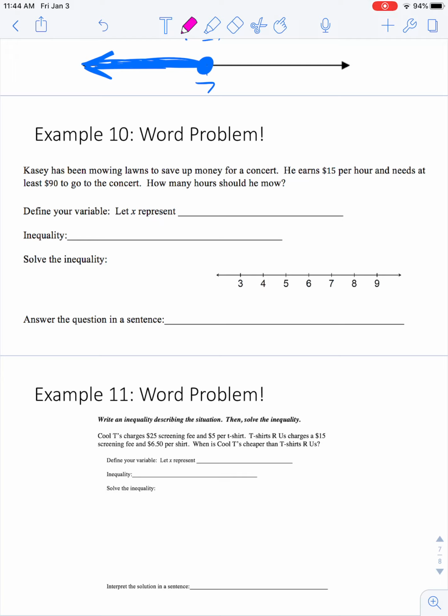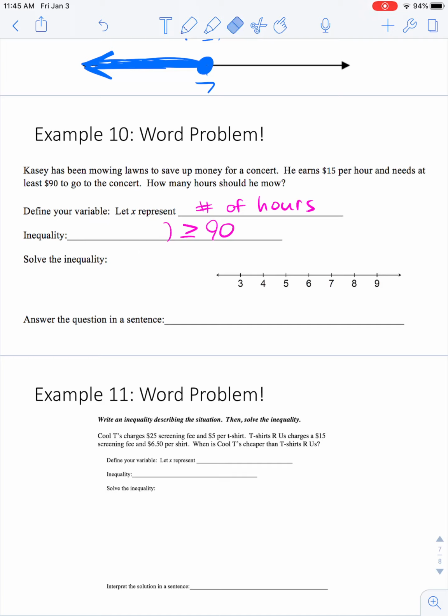So, we are going to start off with this. The thing we don't know is the number of hours, so x is going to represent the number of hours. The inequality: we want his money to be more than 90. If it's 90, we're good, and anything more than 90 is good. I'm just going to do this for now, you don't have to write this. His money, we want that to be greater than or equal to 90. If his money is bigger than 90, he's going to have enough of it, because that's how much money he needs to save.